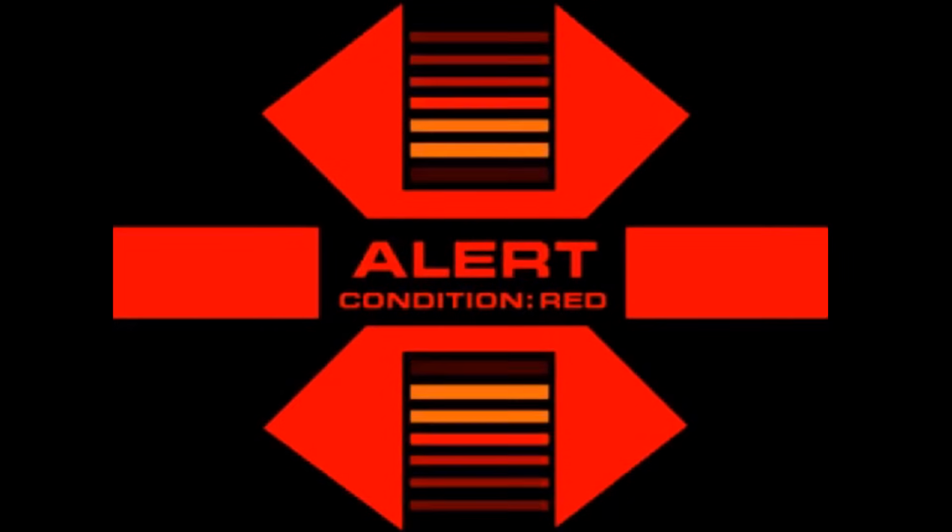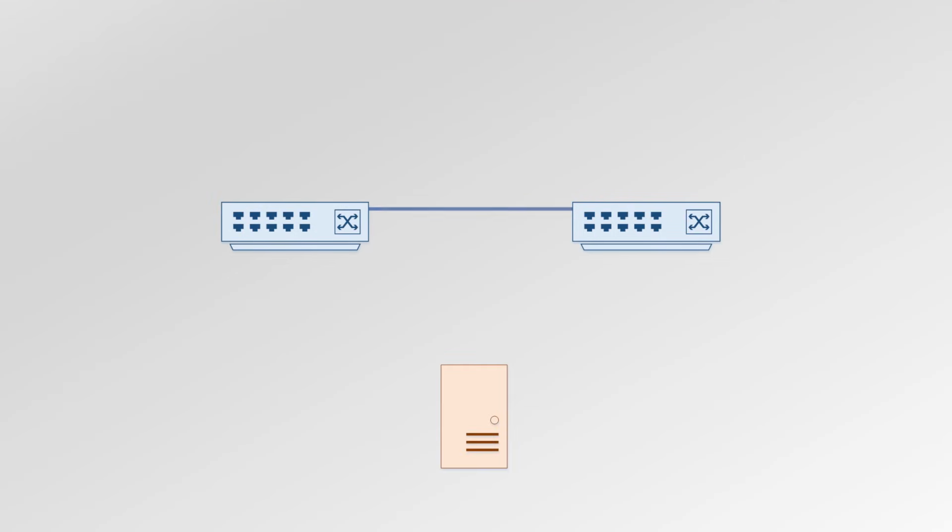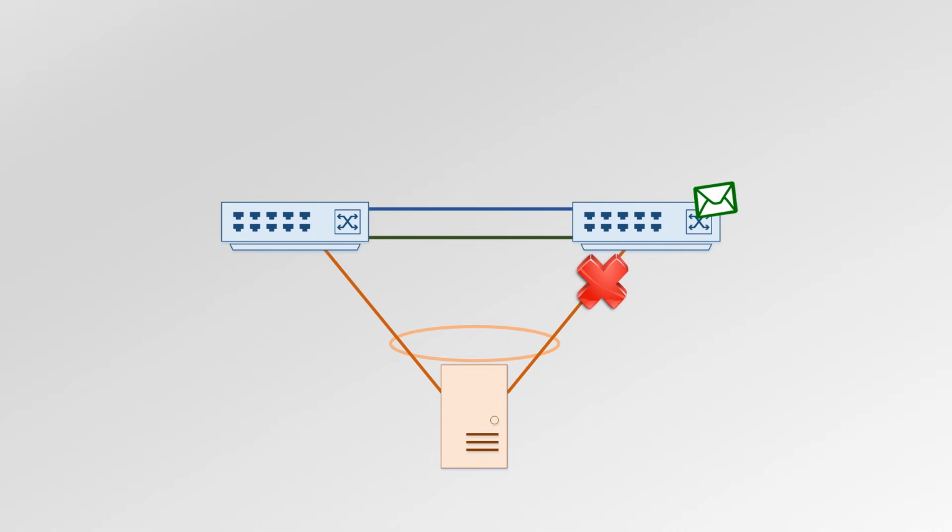VPC is resilient, but it is not invincible. Member ports can go down, the peer link or keepalive can go down, or an entire switch could fail. It's time to take a look at what will happen during a failure. Let's start with failing member ports. This one's quite simple. If a member port fails, the second switch continues passing traffic. And of course, you'll get some messages in your syslog.